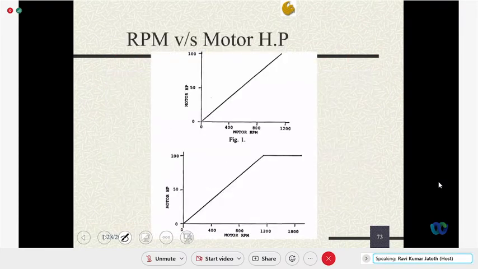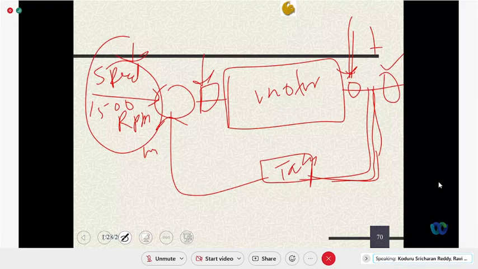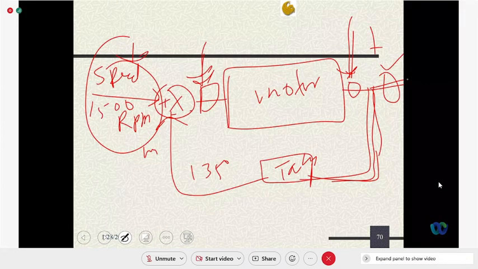Based on the tachometer reading, the controller will provide an output to the motor. The tachometer will provide feedback. If the tachometer speed is 1350, we will get an error signal, because the desired speed is not reached. Then the controller should act and maintain this at 1500 RPM. That is the controller we need to design as control system engineers. Throughout the course, we will be doing the same.